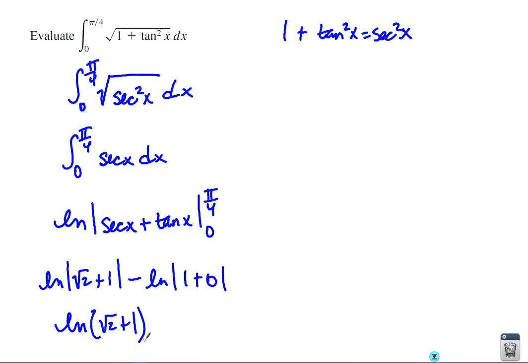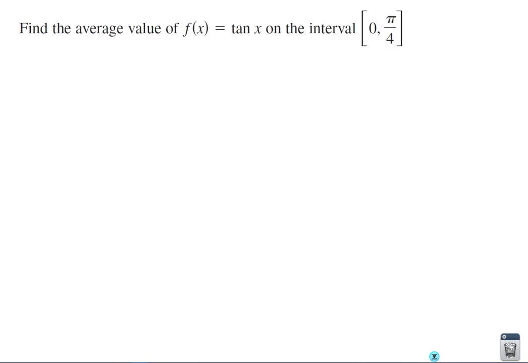I can either keep it as absolute value, that's fine. I can't get rid of the parentheses though. If I were to drop the parentheses, that'd be the natural log of 2 and then plus the quantity 1. I want the natural log of the quantity root 2 plus 1. So please be careful about when you take out your absolute values. Okay? Alrighty, so I think I've got one more.